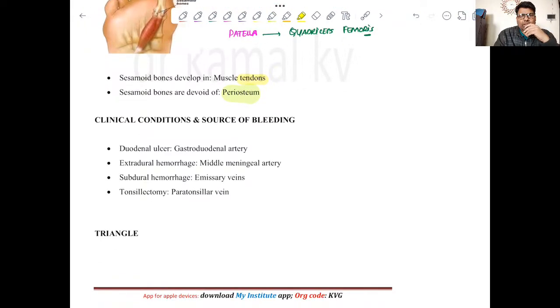Then some clinical conditions which present as bleeding. So what is the source of bleeding in those clinical conditions? One is, of course, you must have read that a duodenal ulcer might bleed, and the source is gastroduodenal artery. Extradural hemorrhage, outside the dura mater, and this is arterial, middle meningeal artery. Then subdural, underneath dura, between dura mater and arachnoid, this is venous, so emissary veins. And after tonsillectomy, that is surgical removal of tonsil, bleeding can occur from paratonsillar vein.